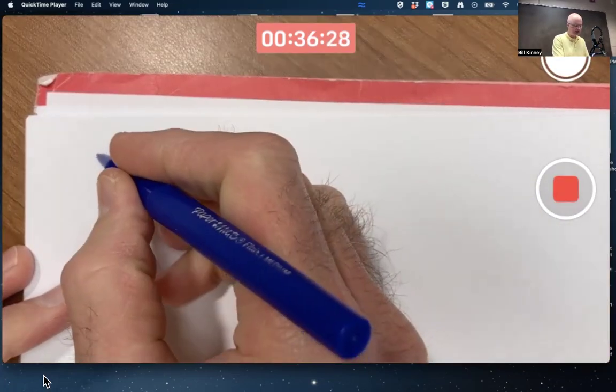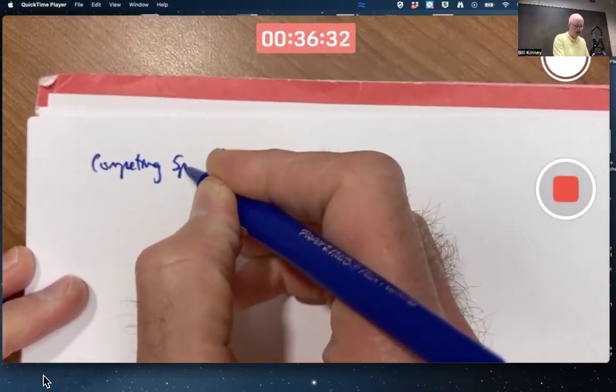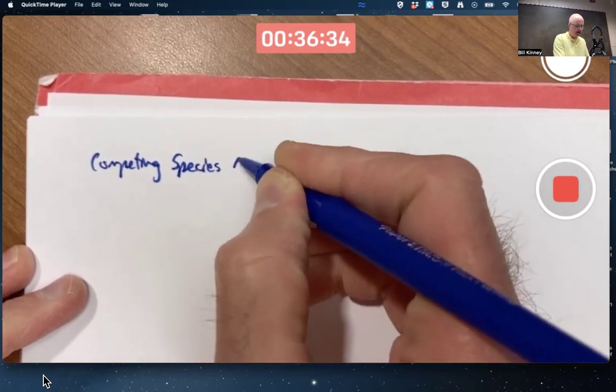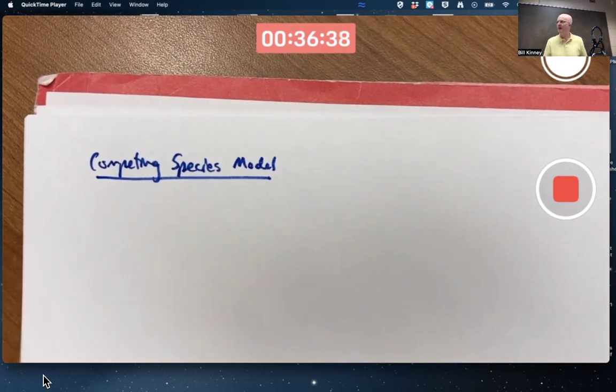For our competing species model, I'm once again going to keep it fairly simple, and I'm actually not going to make it too different from the predator-prey model in a couple of ways. Effectively, all I'm going to do is change some signs, positive or negative, of some constants of proportionality.